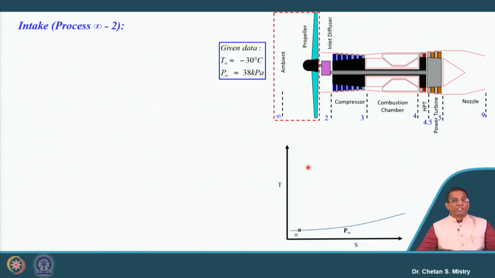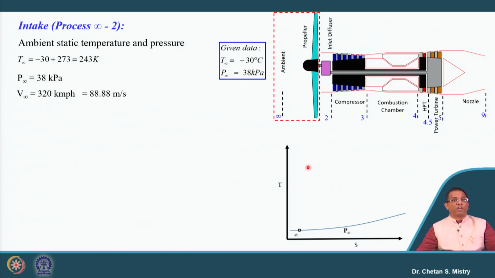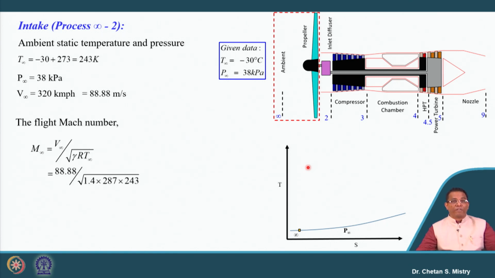For the intake, since the aircraft is flying at a certain altitude where static pressure and temperature are given, and it is flying with some Mach number, let's put this in terms of our velocity. The velocity is 320 kilometers per hour. We can convert that into meters per second. We need to calculate the flight Mach number based on our flight speed and temperature. Since the numbers are given to us, we can calculate the flight Mach number to be 0.28. You will realize very soon why we are calculating this Mach number.